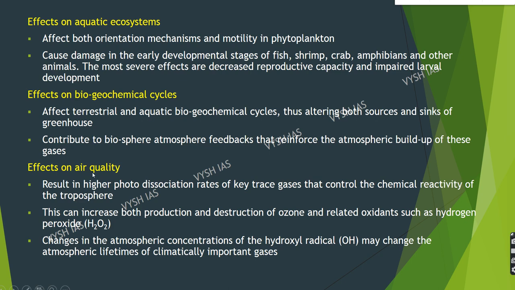Effects on air quality. Reduction in ozone and increase in UVB radiation penetrating to the atmosphere result in higher photodissociation rates of key trace gases that control the chemical reactivity of the troposphere. This can increase both production and destruction of ozone and related oxidants such as hydrogen peroxide, H2O2, which are known to have adverse effects on human health, terrestrial plants, and outdoor materials.